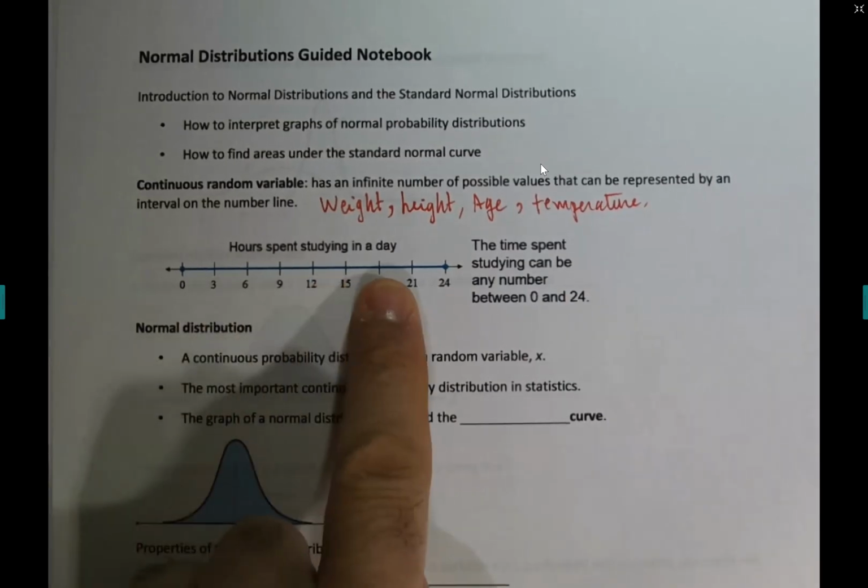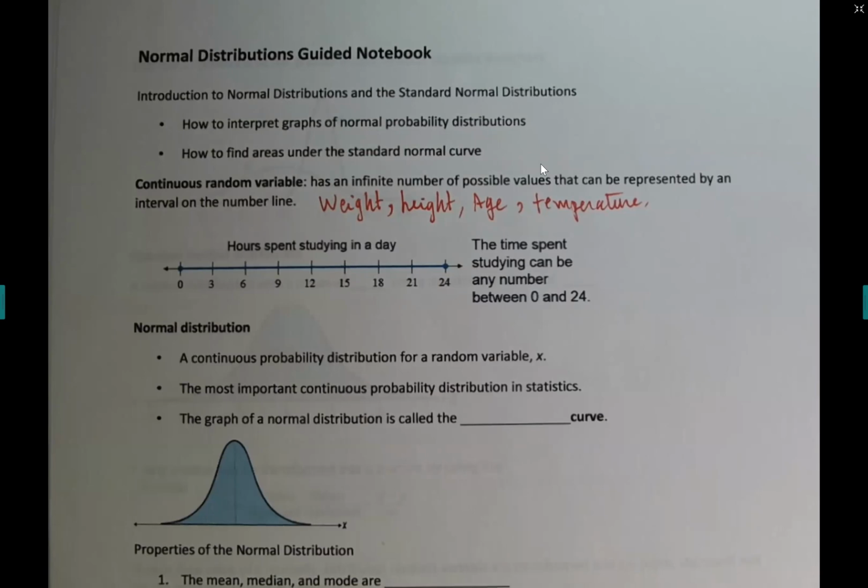Hours spent studying in a day, that is continuous. Even if you tell me, guys, I spend 2 hours a day studying, is it exactly 2 hours? Once you tell me no, then it is continuous. It's not discrete. And ask yourself, can someone spend 2.5 hours? If the answer is yes, then it is continuous. In order for it to be discrete, that means there are no fractions, whole numbers only. When you know your answer can have decimals, then you're talking about the continuous case. So any questions about what a continuous variable is? That's very, very important to understand.